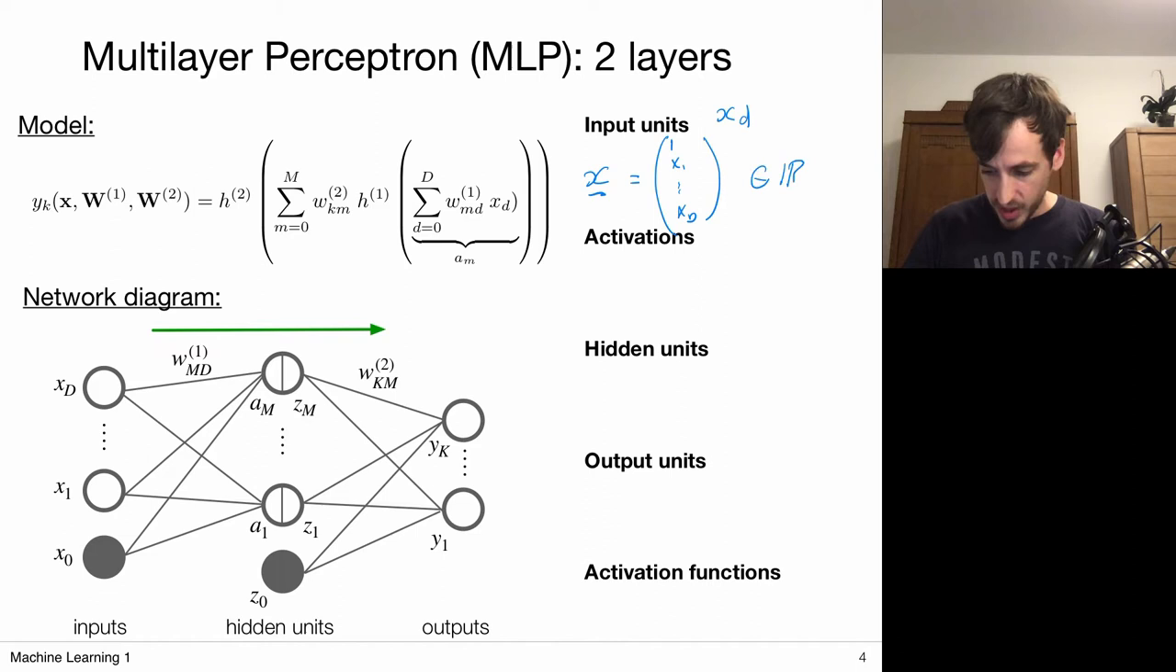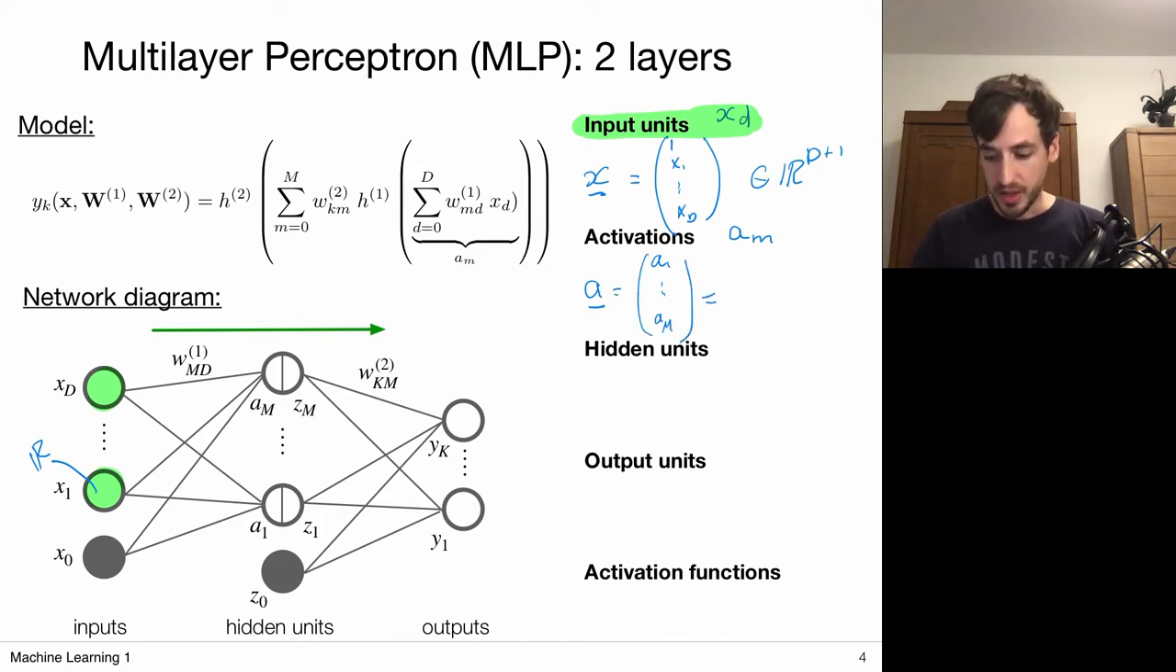So I have a d plus 1 dimensional input because I prepended a 1. And then each input unit is represented as one dot. So this dot, you should really think of it as taking on just one real number, right? It's one of these components within my vector. Then we have what we call activations, denoted with A, and they're also indexed with some index M in this case. So this A is a vector of activations, so A1 up to AM. And this vector A is obtained via this matrix vector multiplication, right? My first model parameters W times X.